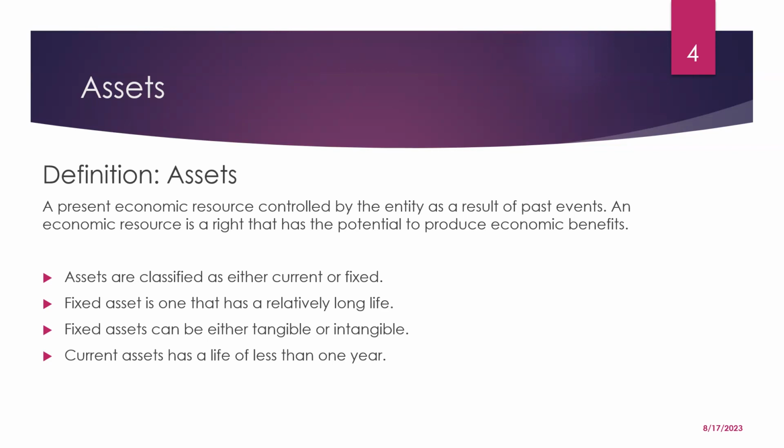Firstly, we will look at the definition of an asset. An asset is a present economic resource controlled by the entity as a result of a past event. An economic resource is a right that has the potential to produce economic benefits. So if you have an asset, it should have these types of characteristics. It should be a present economic resource.